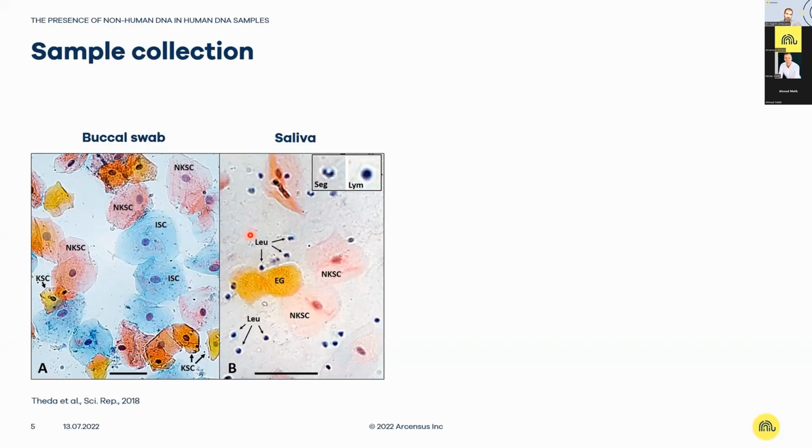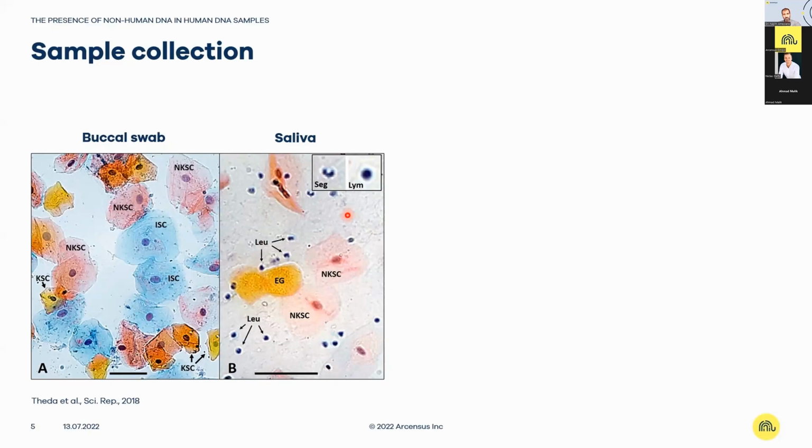And on the other side, we see an example of a sample that was obtained from saliva. As you can see, besides the squamous cells, which you can also see in the left panel, you can also identify cells that look a little bit smaller, which are depicted in blue, and these are the leukocytes. These are the immune cells. In principle, it's all fine because both of them are derived from a human origin.